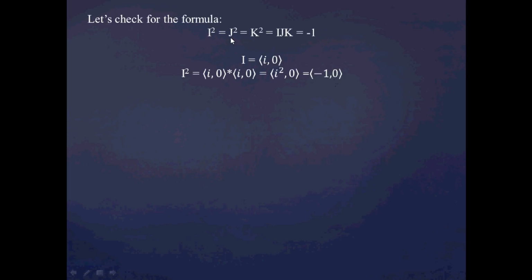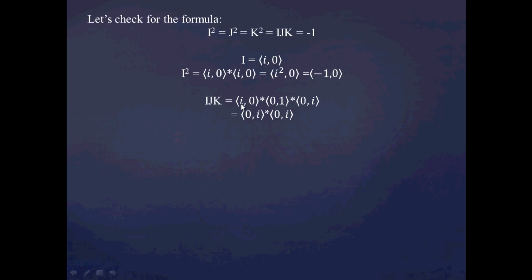And I encourage you to check that j squared also squares to minus 1. And now let's check to make sure that ijk also gives me minus 1. So I have big I, which is again (little i, 0). I have j, which is (0, 1). And then I have k, which is (0, little i). And then quaternion multiplication is associative, so let's multiply the first two first.